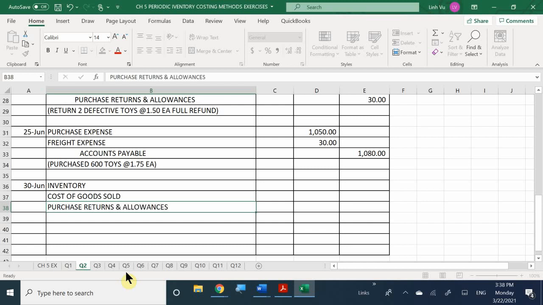Good. What else are we going to recognize? Freight. Okay, freight. Yes. Freight. Yeah, that's one of them. And purchase expense. Yes.